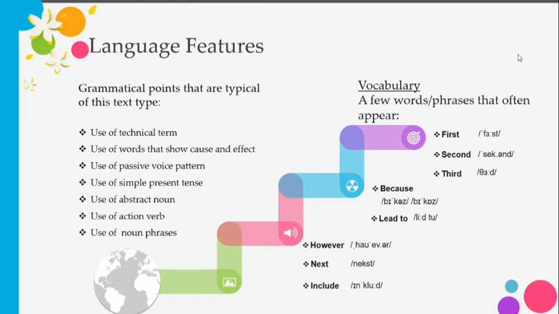There are some language features used in explanation text, the grammatical points that are typical of this text type. First, use of technical terms. The second one, use of words that show cause and effect. The third one, use of passive voice patterns. The fourth one, use of simple present tense. Next, use of abstract nouns and use of noun phrases.